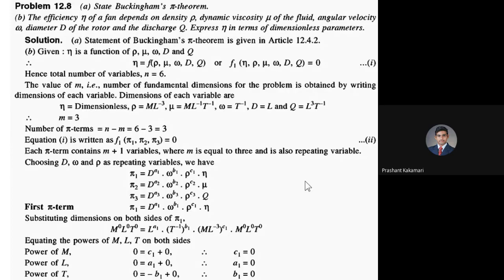So I think on similar lines you can solve this problem also. I consider this the last problem for the understanding of the Buckingham pi theorem. Now at this moment I think the process is known to everyone.